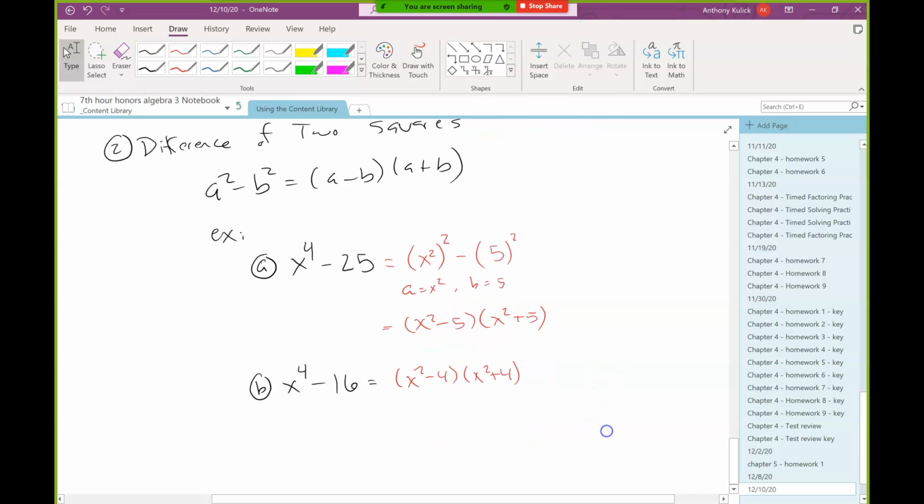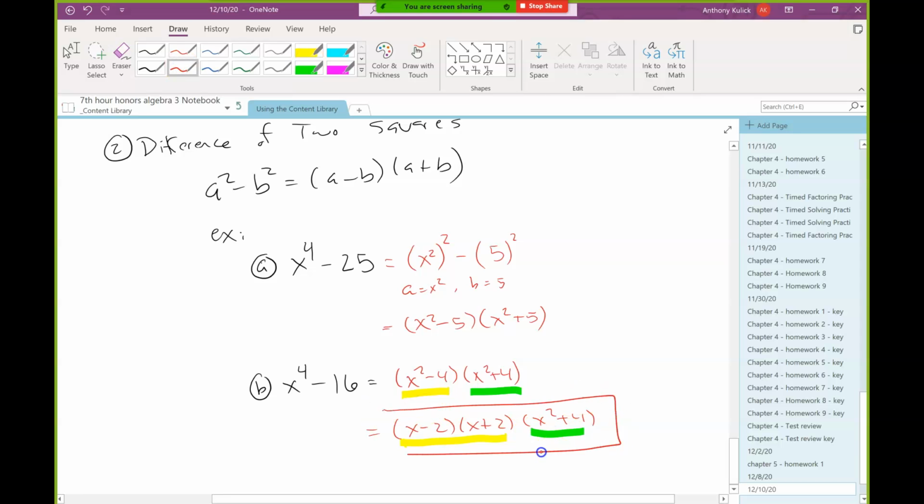If you look a little bit closer, you'll notice that x squared minus 4 is also factorable. But note that x squared plus 4 is not. There's no sum of squares factoring pattern. So we would need to make sure that we factor the x squared minus 4, but not do anything to the x squared plus 4. This is our final answer.